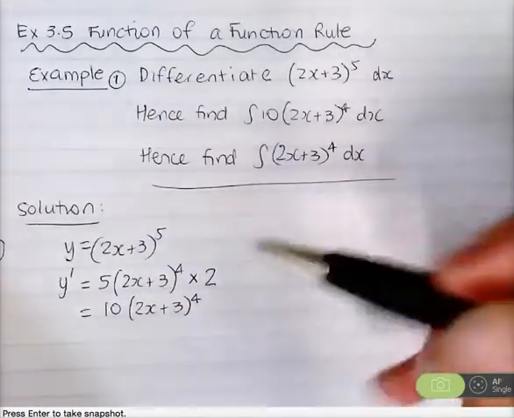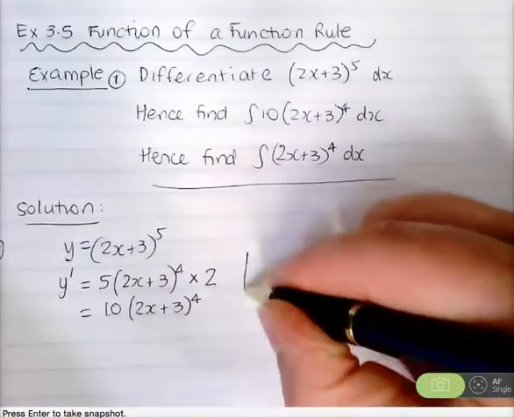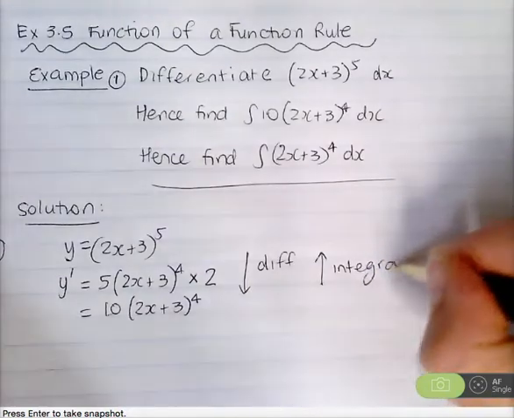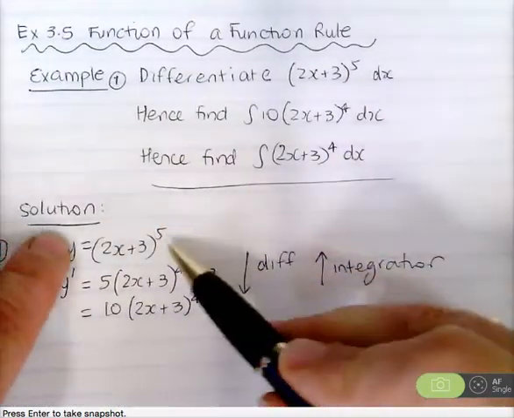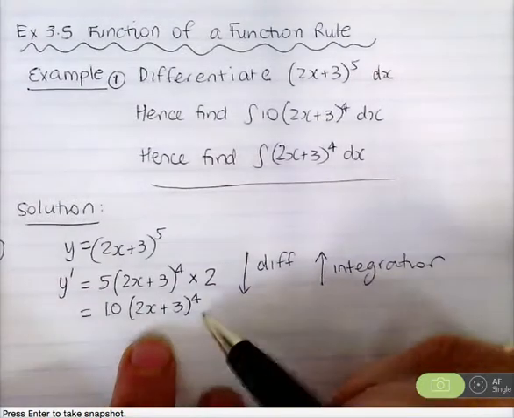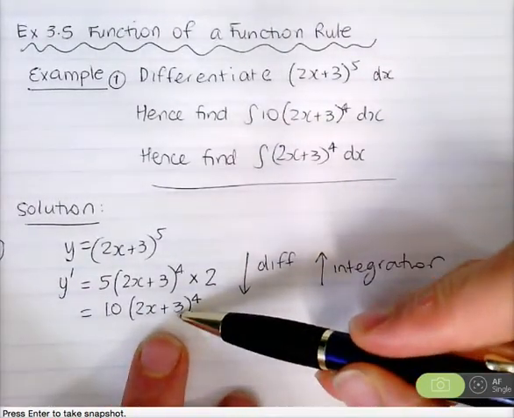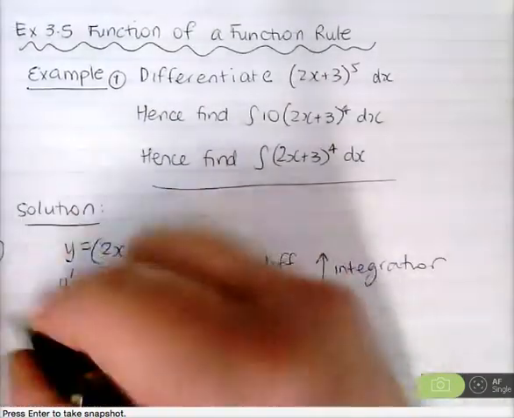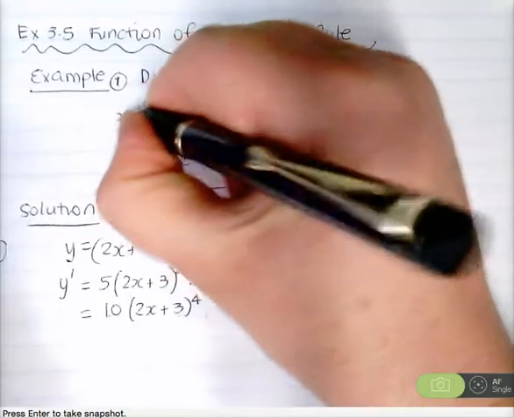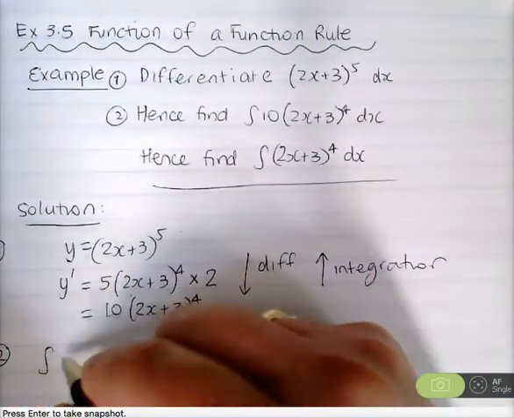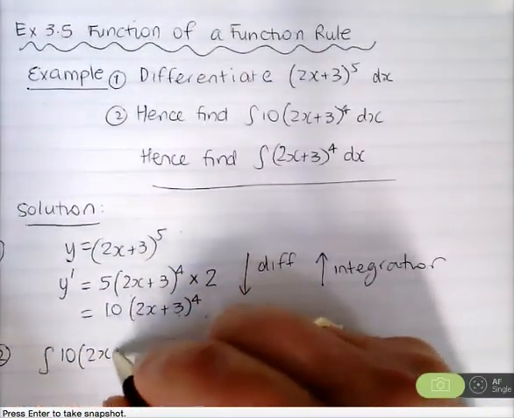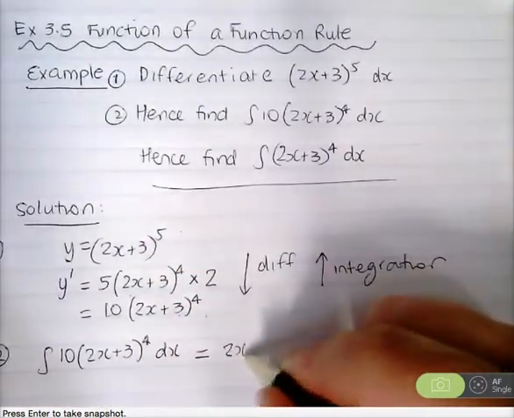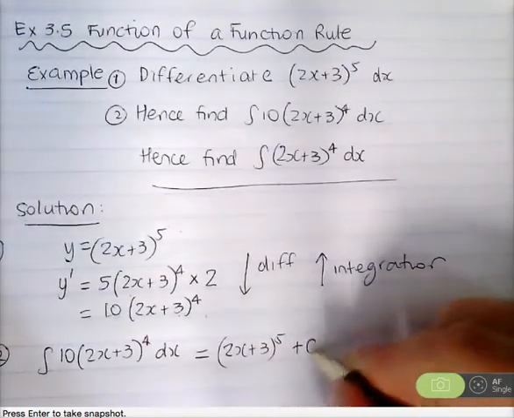Thus, if you integrate this, remember differentiation and integration are reverse processes. So if you differentiate the one with the power of 5, you get this to the power of 4. And if you integrate 10(2x + 3)^4, you'll get (2x + 3)^5. So that's part 1, to differentiate it. Part 2 is hence to find. So the integral of 10(2x + 3)^4 with respect to x will be (2x + 3)^5 + c.